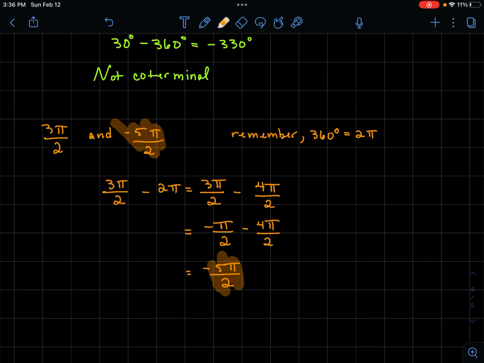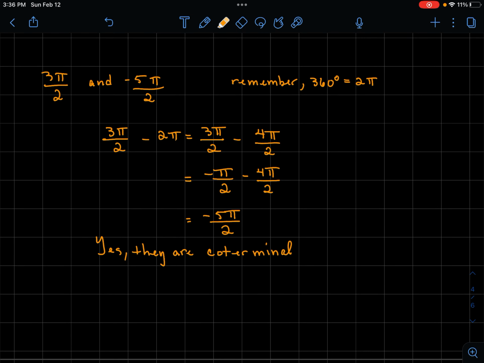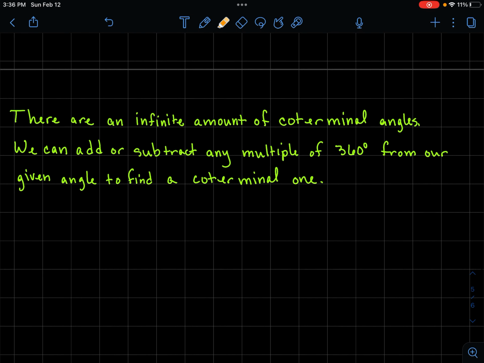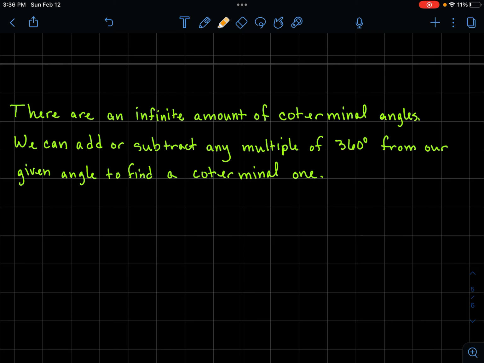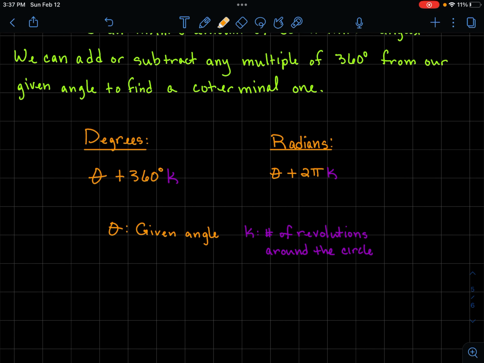So it took 2 revolutions around the circle to find a coterminal angle for this, or to define that they are coterminal angles. So yes, these two particular radians are coterminal angles. So we can say then, there are an infinite amount of coterminal angles. We can add or subtract any multiple of 360 degrees, or we can even do 2 pi from our given angle to find a coterminal one.